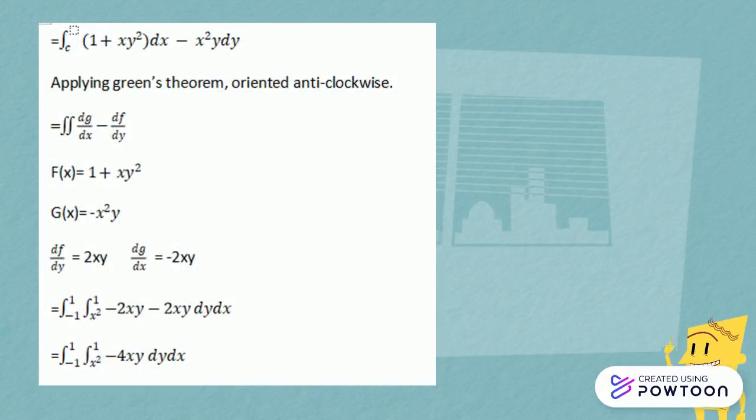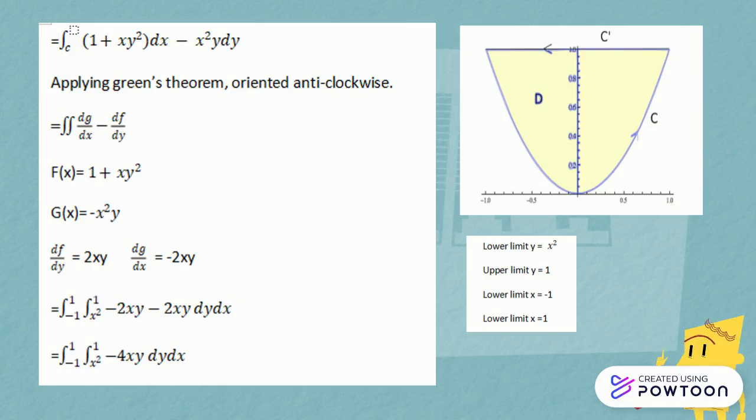By applying Green's theorem oriented anticlockwise, we will obtain the equation which is ∂G/∂x minus ∂F/∂y. And we will continue the next step. First things first, we are going to set 1 plus xy squared as our F(x,y) and negative x squared y as our G(x,y), and then we will differentiate F in terms of y, then we obtain 2xy, and differentiate G in terms of x, we will get negative 2xy.